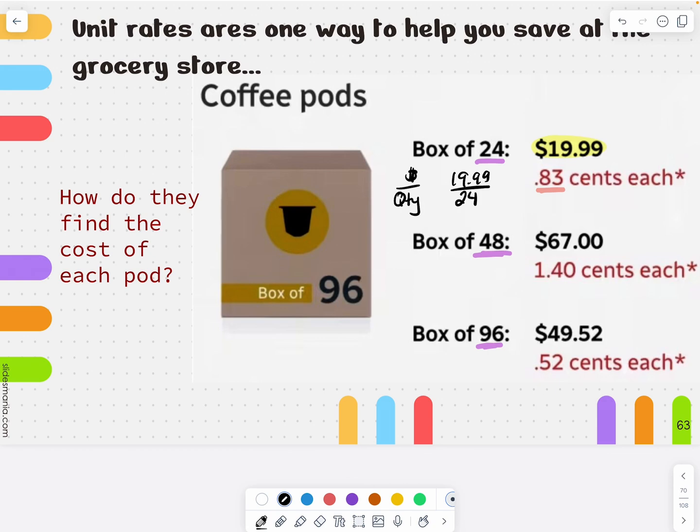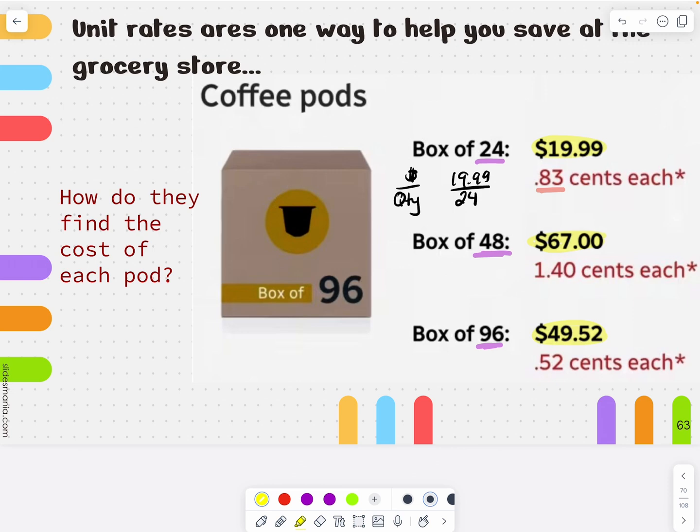So if you look at the overall price, $19.99 is the cheapest. And if we look at the overall price for 48, $67, that's the most expensive. 96 coffee pods is $49.52. Ideally, assuming you're going to use everything, you don't just want to look at the overall price. You want to look at the price per unit. And that's exactly what a unit rate means.